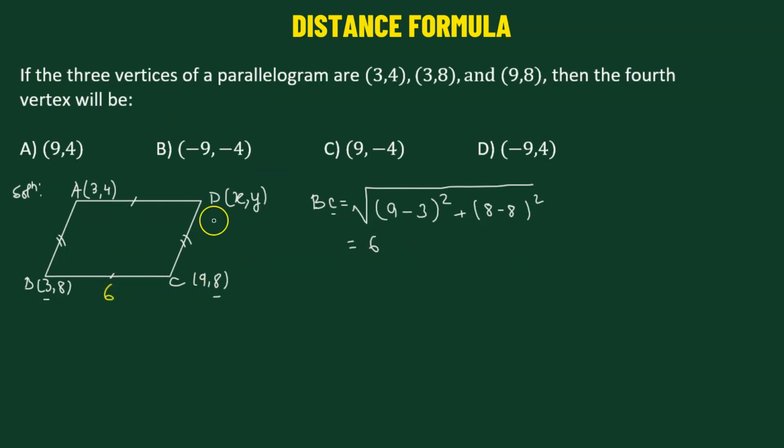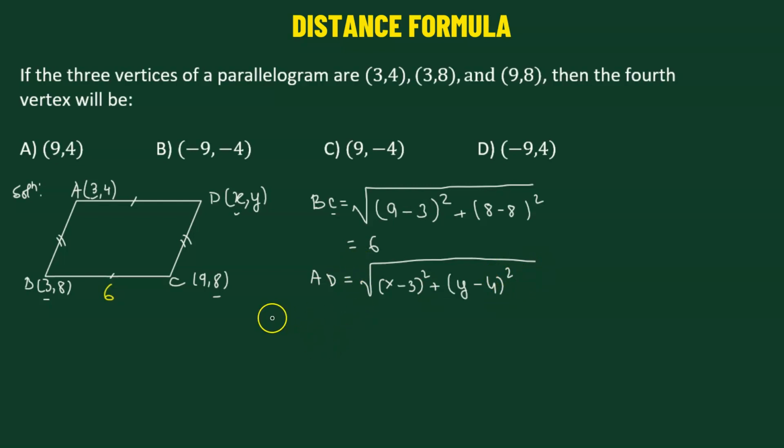Now we can find the length of AD. So AD is going to be equal to the square root of, we start with the x coordinate of D and from it subtract the x coordinate of A. So we have x minus 3 whole squared, added to the difference of the y coordinates. We start with the y coordinate of D, so that's y, and from it subtract the y coordinate of A, so that's 4. So we have y minus 4 whole squared. So that's the length of AD.